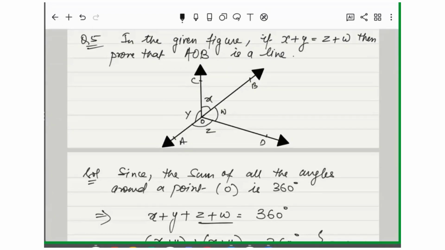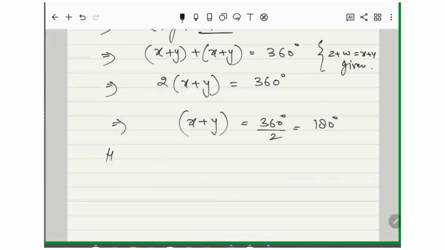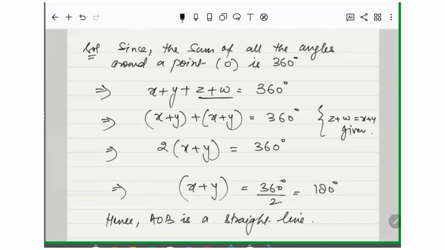Now, what is x and y? This is your x and this is your y. And we have a theorem that when the sum of two adjacent angles is 180 degrees, then their non-common arms of the adjacent pair of angles are in the opposite direction, forming a line. Yes or no? So since x and y, their sum is 180 degrees, we have proved that hence, AOB is a straight line. Is that clear? Everybody getting this? Now you can note down.